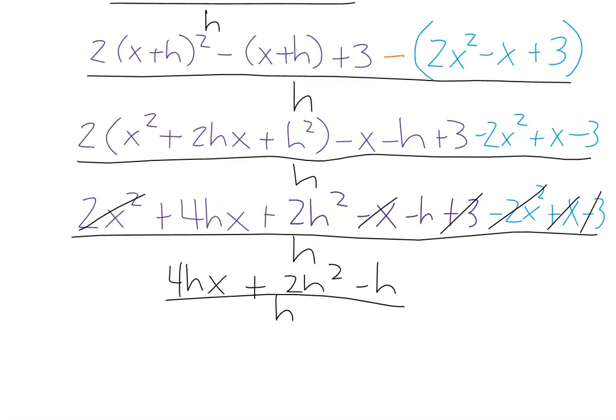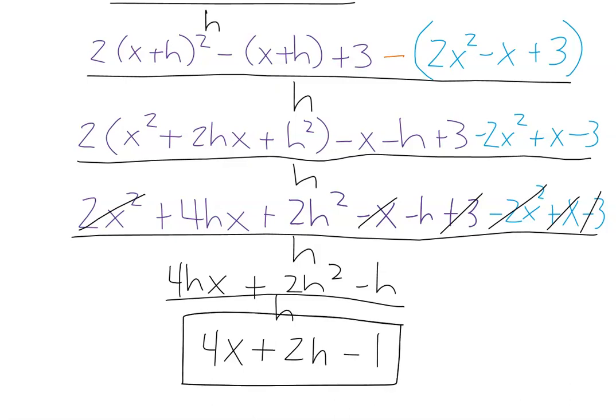And when you get to this point, if you've done your job correctly, then all of the terms on top are going to be divisible by h. And that's going to be our last step, to divide each term on top by the h on bottom. Make sure that you divide every term by h and not just a couple or one of them. So 4hx divided by h would leave me with just 4x. 2h squared divided by h would leave me with 2h, and negative h divided by h would leave me with a negative 1. So even though we started with a very large expression, in the end, we end up with just the trinomial 4x plus 2h minus 1.